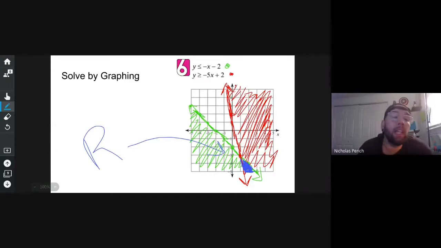So if I'm graphing inequalities on a coordinate plane, I shade in as many things as I have to shade in, and wherever my two colors meet is going to be my final answer.